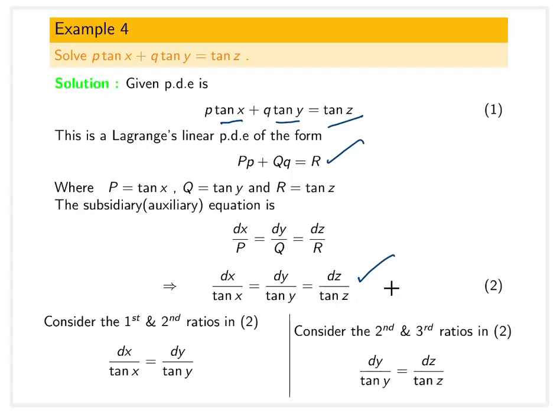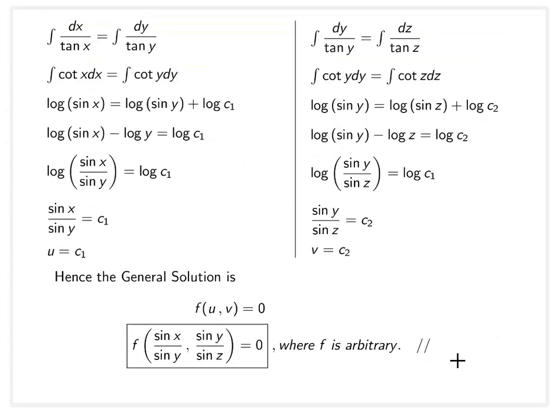Now we can consider the two ratios: the first and second ratio, and the second and third ratio, for the solution of the second one. Now integrating both the sides and simplifying, we get sin x divided by sin y as the first solution, and sin y divided by sin z as the second solution. Hence, the general solution is f of u comma v equal to 0. Replace our u and v, and we can get the solution.